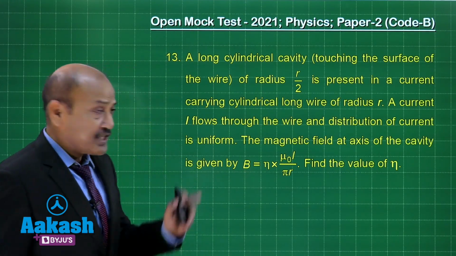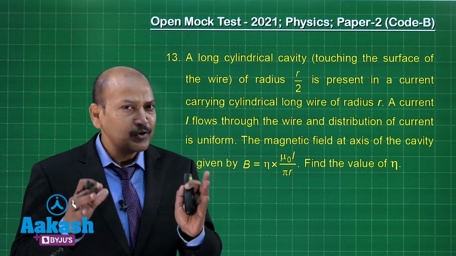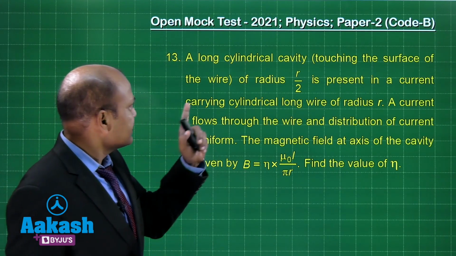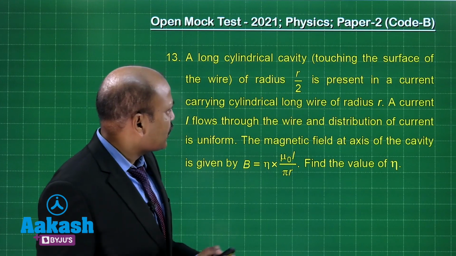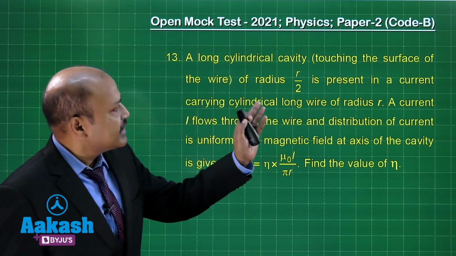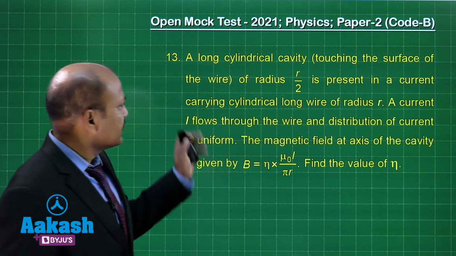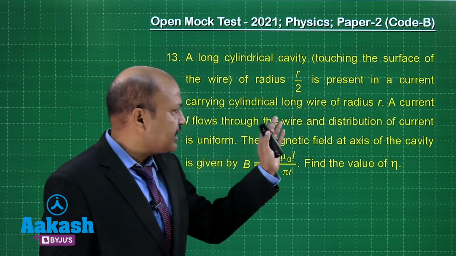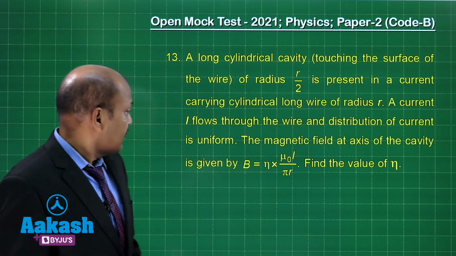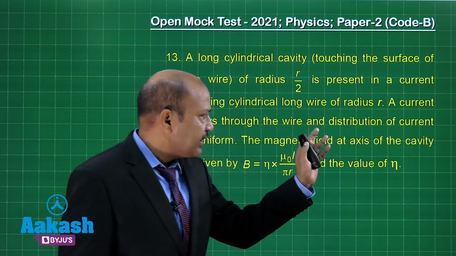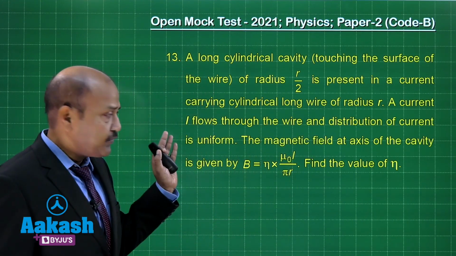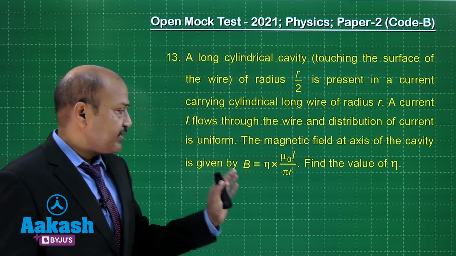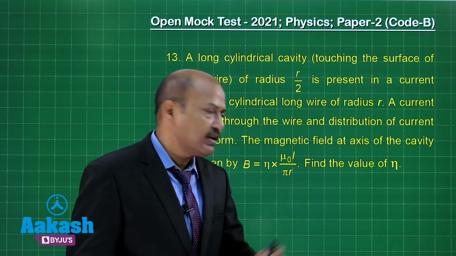We are now into section 3, the numerical value type questions, and the first question in that part is here. It says a long cylindrical cavity touching the surface of the wire, of radius r by 2, is present in a current carrying cylindrical long wire of radius r. A current I flows through the wire and the distribution of current is uniform. The magnetic field on the axis of the cavity is given by this expression, and we have to find the value of eta.